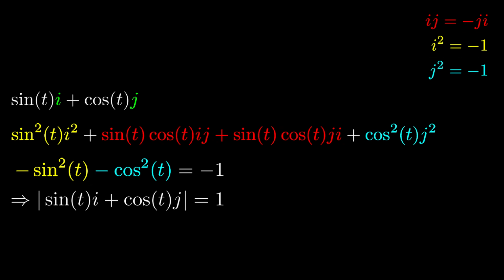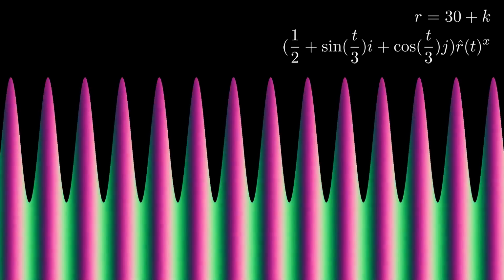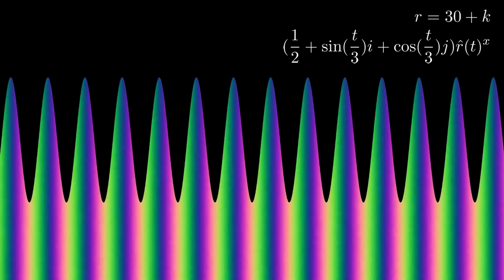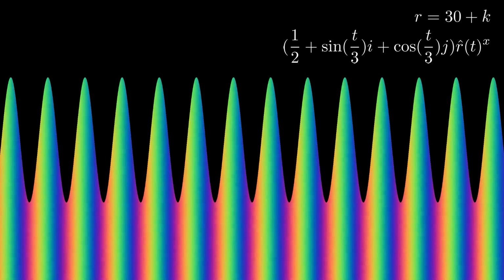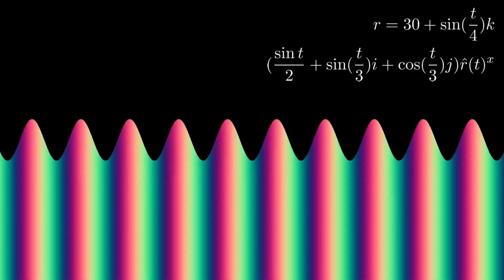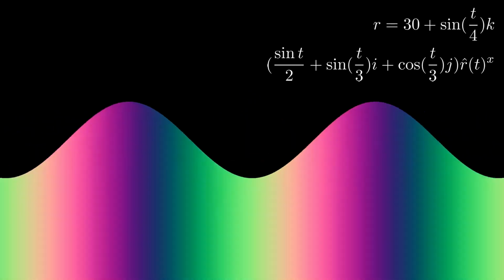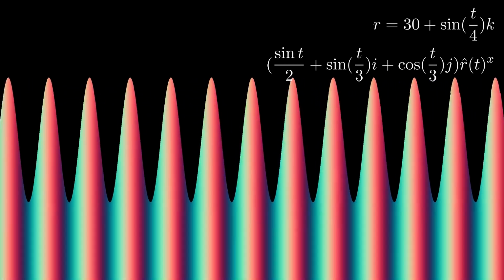So we shouldn't see any oscillations in the magnitude. And sure enough, we only see oscillations in the colors. We don't see any change in the magnitude. So let's put it all together. Here's the oscillating magnitude and the oscillating colors and the oscillating distance between the crests.